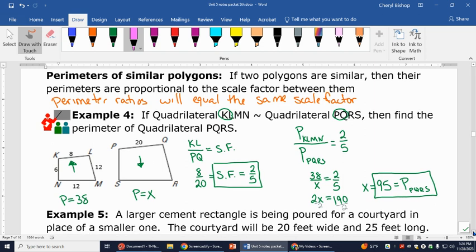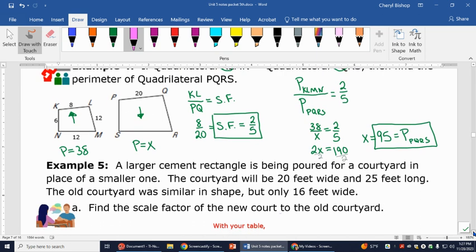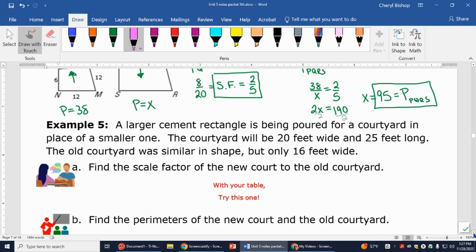All right. Example 5, a large cement rectangle is being poured for a courtyard in place of a smaller one. They're rectangular, so you're going to have a big rectangle and a small rectangle. The big rectangle is your new one because a large one is being poured in place of a smaller one. The smaller one is the old one. The new courtyard will be 20 feet wide and 25 feet long. The old courtyard was similar, but only 16 feet wide. We don't know how long. We could figure it out, but we don't know that we need to.